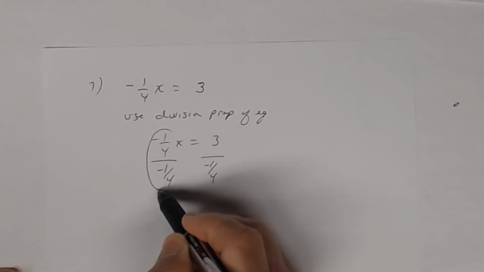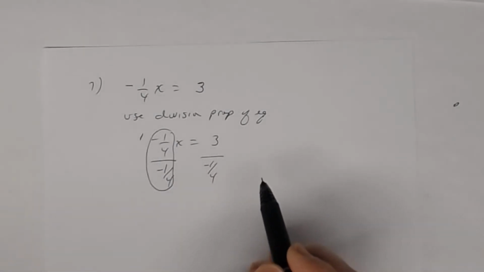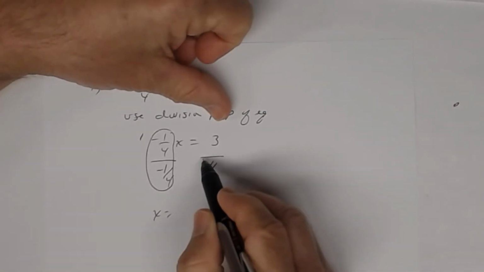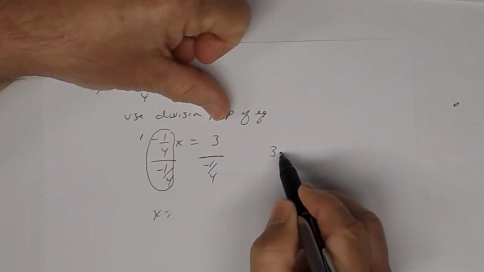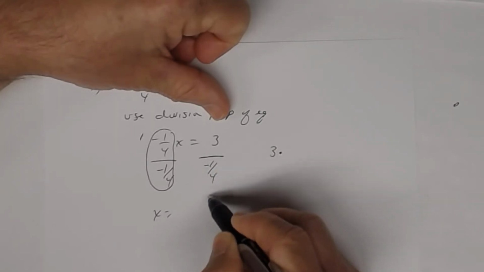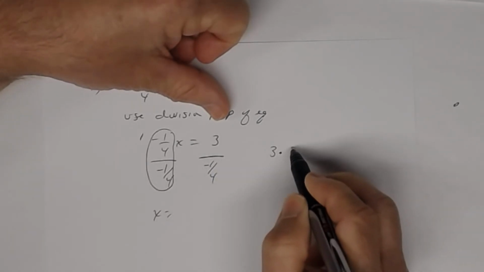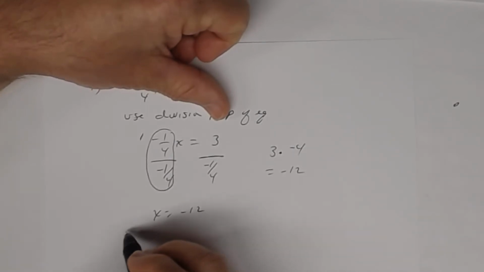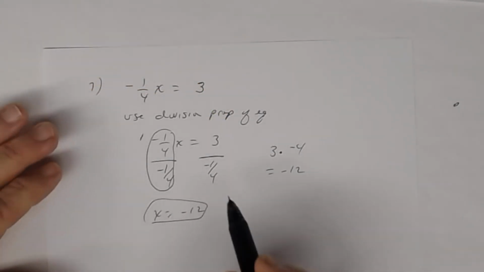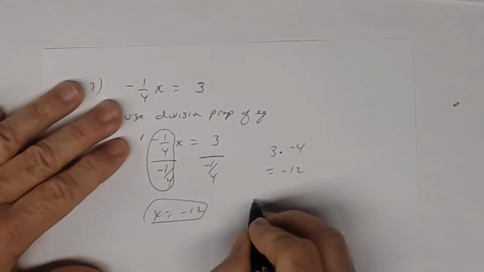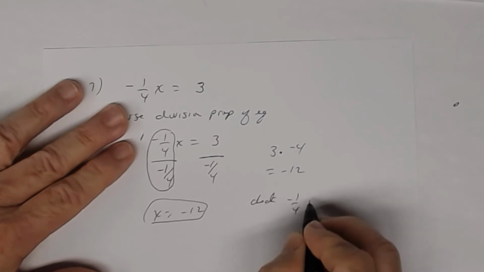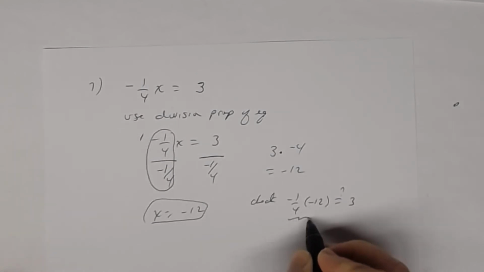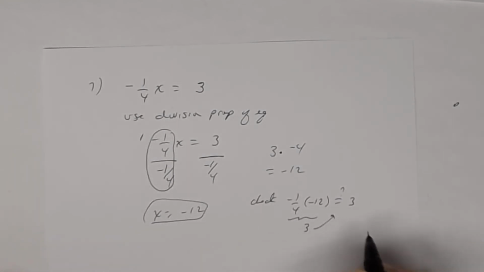And so now negative 1/4 divided by negative 1/4 is 1. 1 times x is x, and then I do the same thing I did before. So change this to a multiplication problem. So I get 3 times the reciprocal of negative 1/4. The reciprocal of negative 1/4 is negative 4. So 3 times negative 4 is negative 12. Okay, so there's your solution there. And it kind of makes sense because if you do check, negative 1/4 times negative 12, you want to see that it equals 3. And it is. Negative 1/4 times negative 12 is a positive 3.